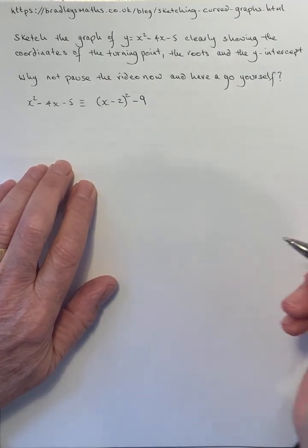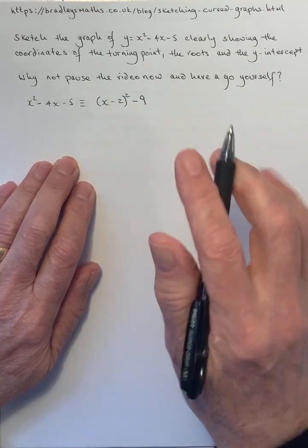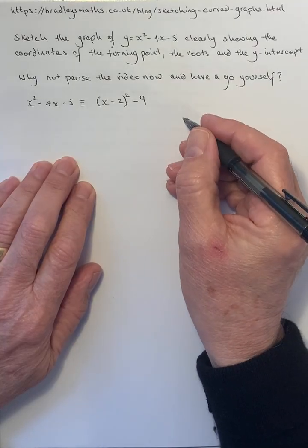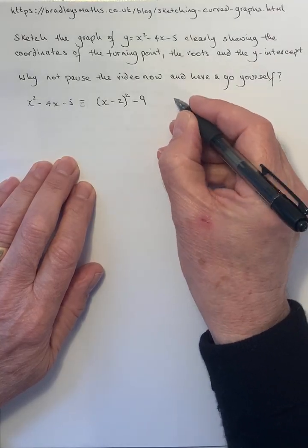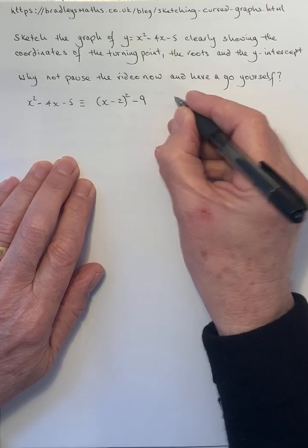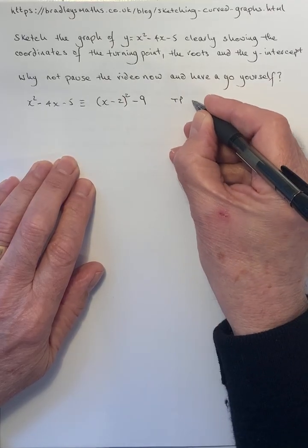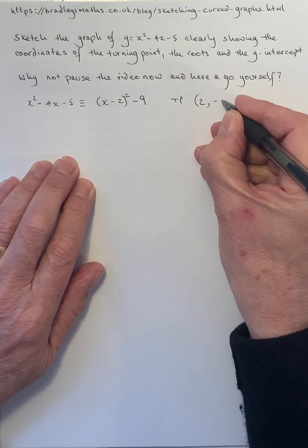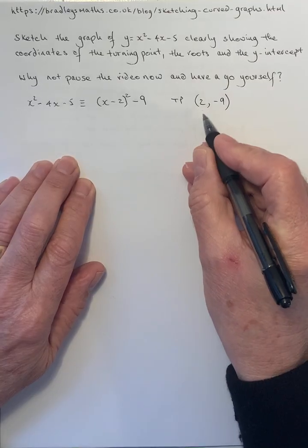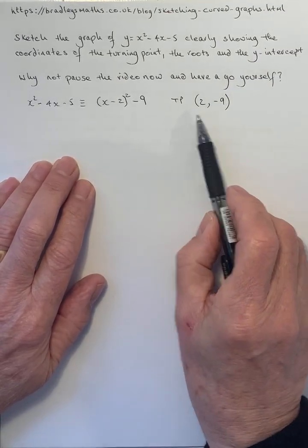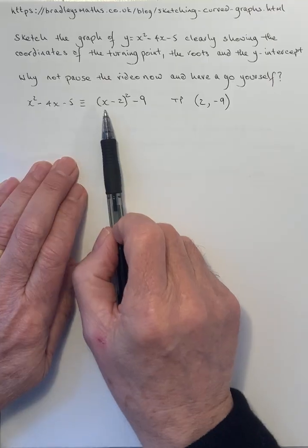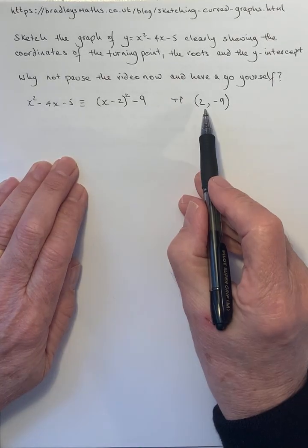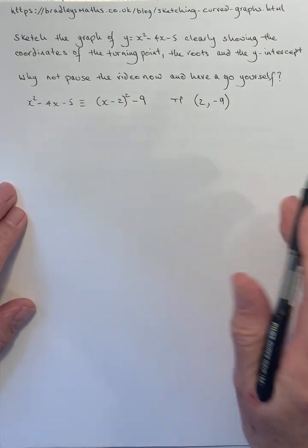Okay, so that's it done. If you want to know how to do it, have a look on my blogspot. You'll find that there is a video on there for it. Okay, so this tells us then that the coordinates of the turning point are 2 and minus 9. Notice that it is positive 2. The number which is the x coordinate in the turning point is the number that makes this bracket 0. Okay, so it is 2, minus 9 is the turning point.